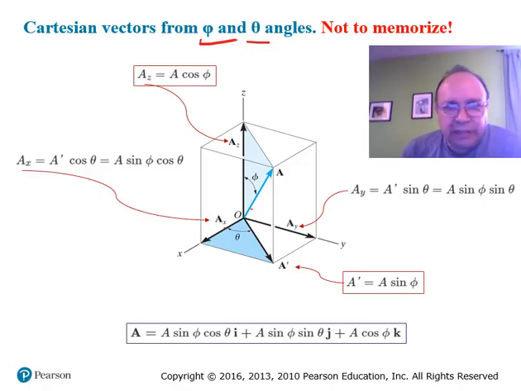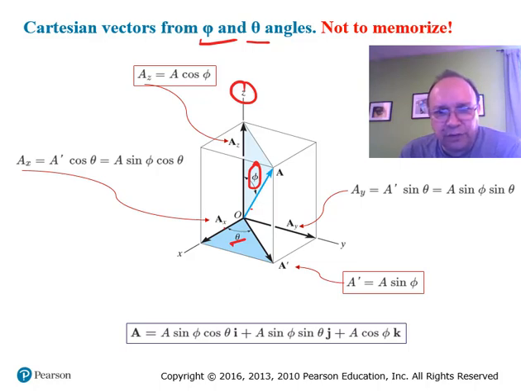Okay, let's see another case where you don't necessarily have the coordinate angles, but you may have this situation here where you have this angle theta and this angle phi, where phi is the angle with respect to the z-axis, and theta is the angle that the projection of your vector on the xy plane makes with respect to the x-axis. Okay, so how would you get the components and the direction cosines of your vector?